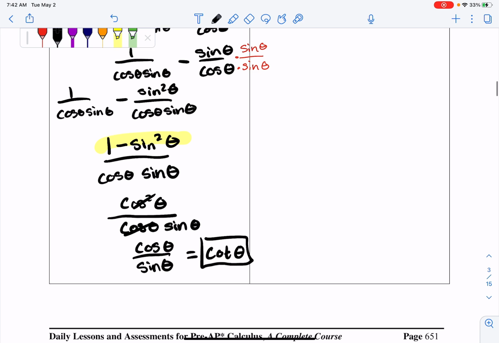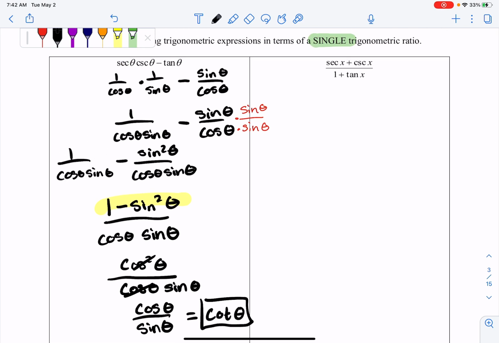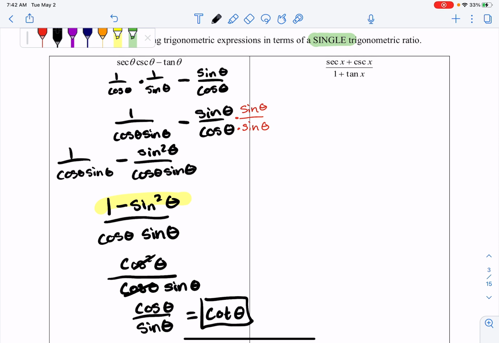All right, we're going to do the same thing on the next one. Again, shooting for a single trig function here. So we're going to rewrite secant as 1 over cosine x this time. We're going to rewrite cosecant as 1 over sine x. We are going to divide by 1 plus sine x over cosine x.